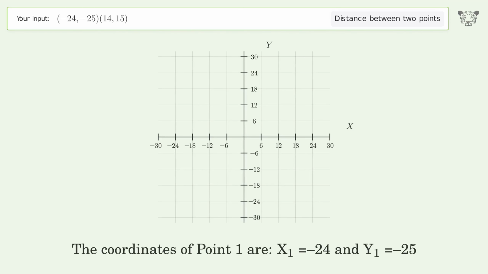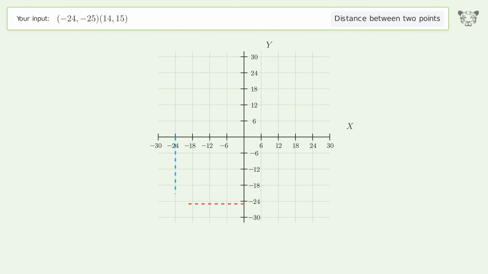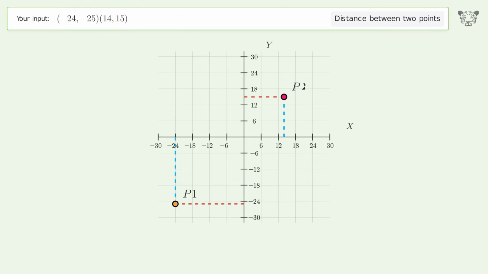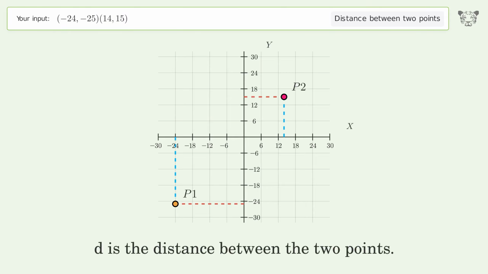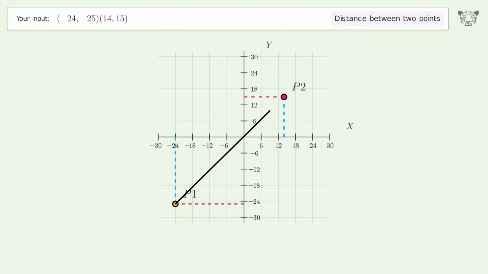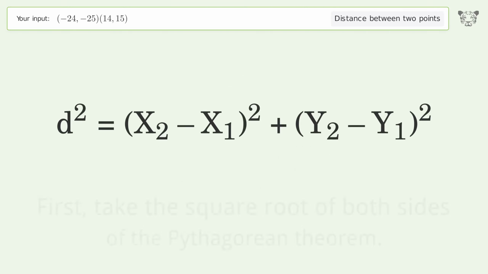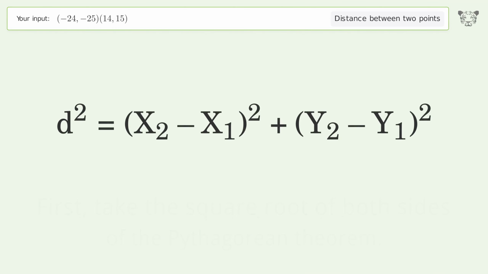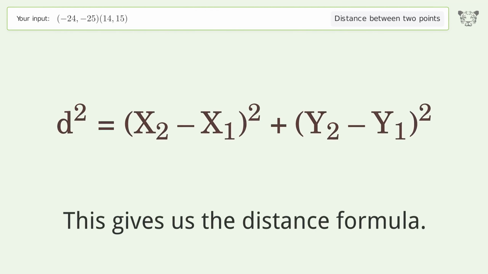The coordinates of point 1 are x1 equals -24 and y1 equals -25. The coordinates of point 2 are x2 equals 14 and y2 equals 15. D is the distance between the 2 points. First, take the square root of both sides of the Pythagorean theorem. This gives us the distance formula.